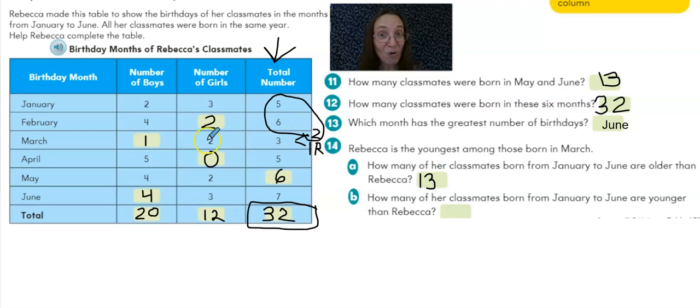Now, if these kids are all older, these kids down here would be younger. How many of her classmates born from January to June are younger than Rebecca? All of these kids here. I already know that May and June make 13. 13 plus 5 more equals 18. And so we've used a table and what we understand about it to fill in data that is missing and also to answer comprehension questions.